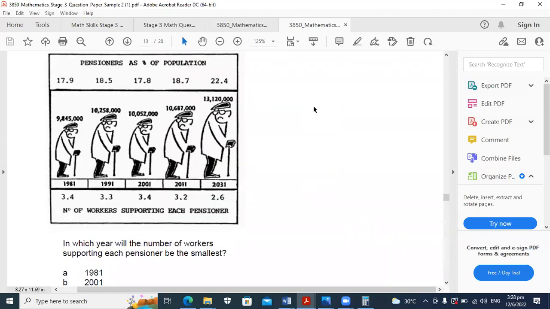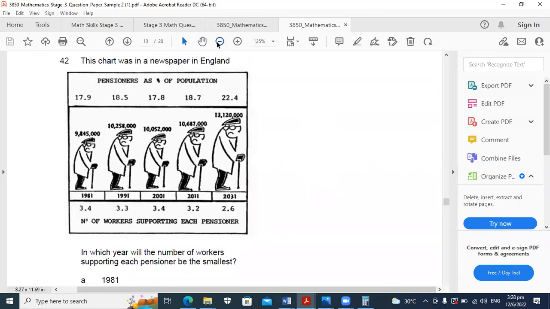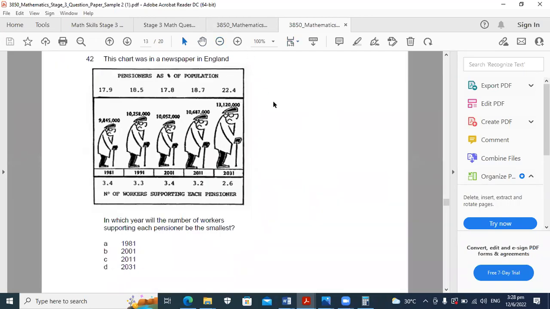All right, let's look at this little thing here. Old man diagram. I think it's a pictograph. So study the table.